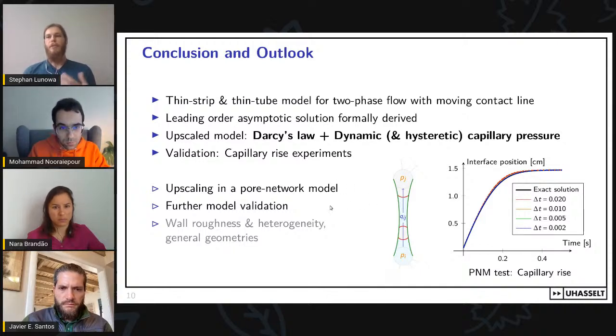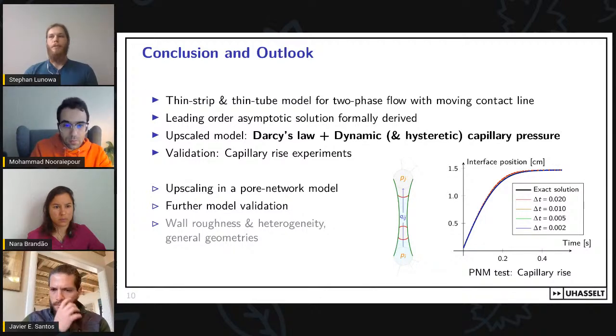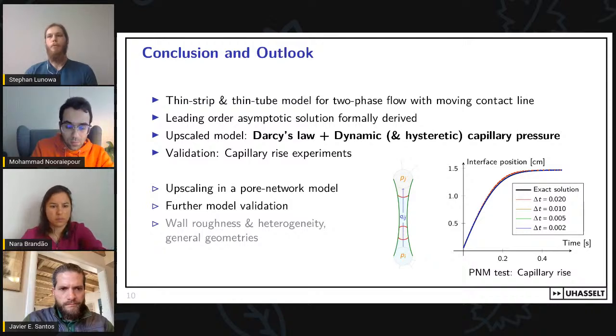Then, of course, having that scale, there's a need for further model validation. And there are many other topics I didn't discuss, for example, wall roughness, where you then get into the issues of pinned contact angles, heterogeneity, when your contact angle locally depends on the chemical composition of your structure, or more general geometries.